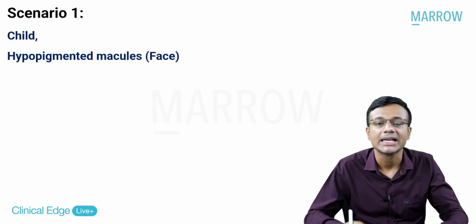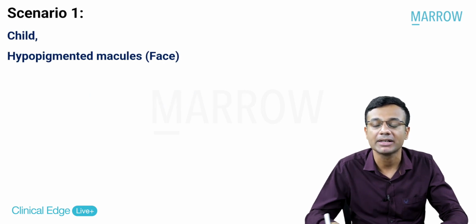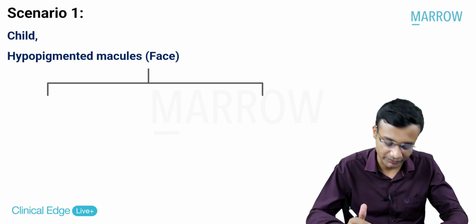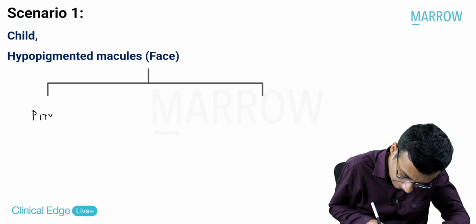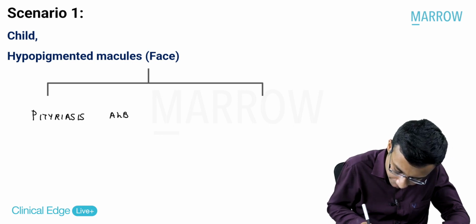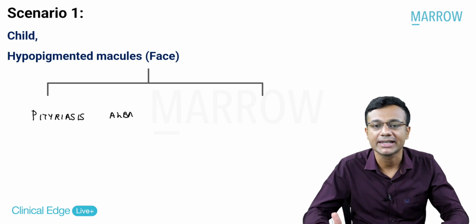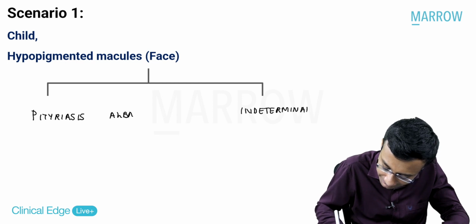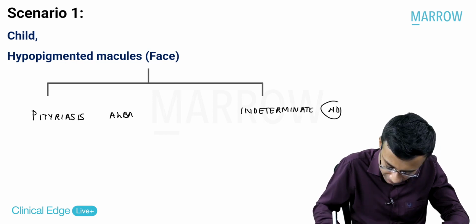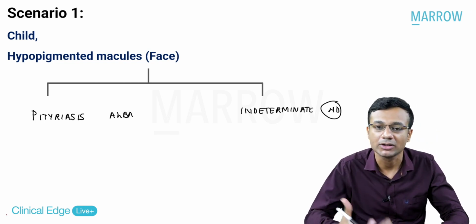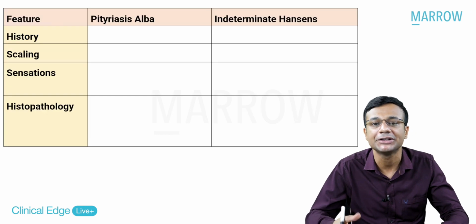Let us take up case scenarios in relation to Hansen's. Case scenario number 1: a child presents with hypopigmented macular lesions on the face. Two important differential diagnoses to consider. Number 1, pityriasis alba. The second important differential diagnosis here is indeterminate Hansen's disease. So child, hypopigmented macules on the face. Think about these two conditions, pityriasis alba and indeterminate Hansen's.